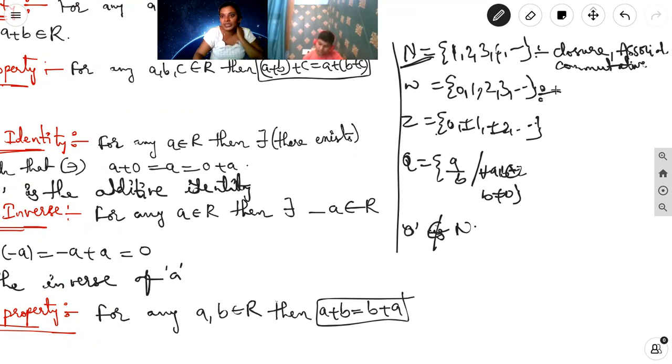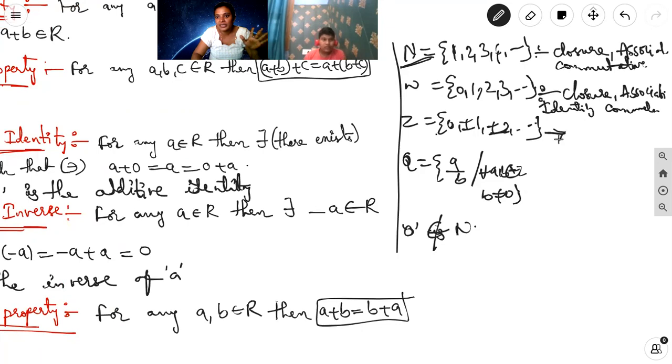The whole number set satisfies the closure property, associative property, identity property, and the commutative property. No inverse is there. The inverse of 1 is minus 1, but minus 1 does not belong to W. So no negative elements belong to W, so it does not satisfy the existence of inverse property.